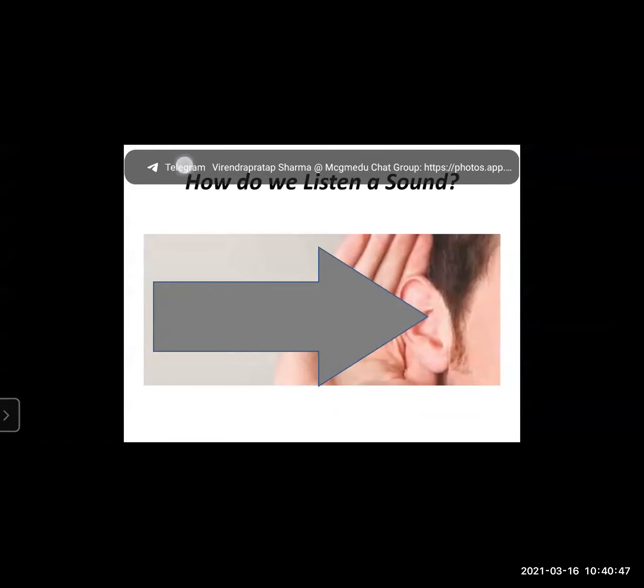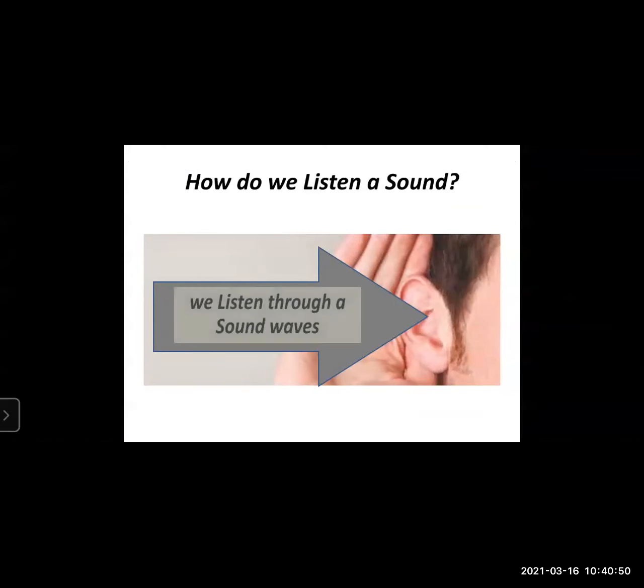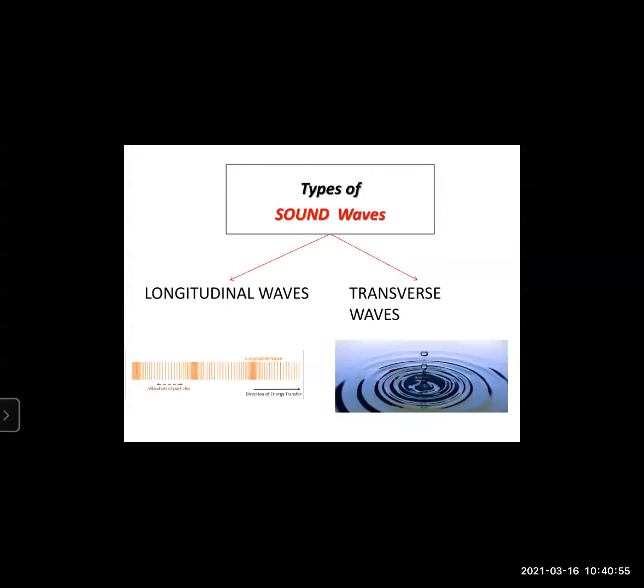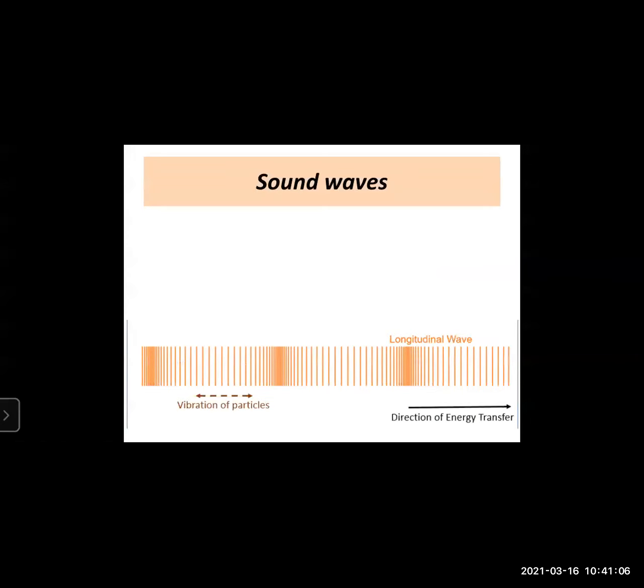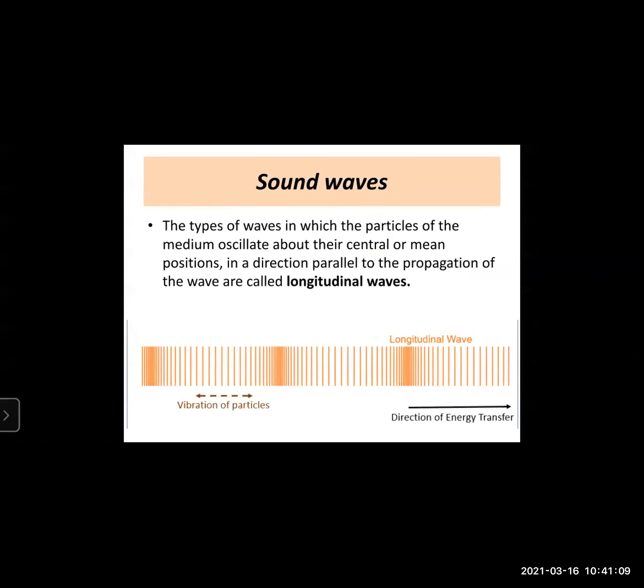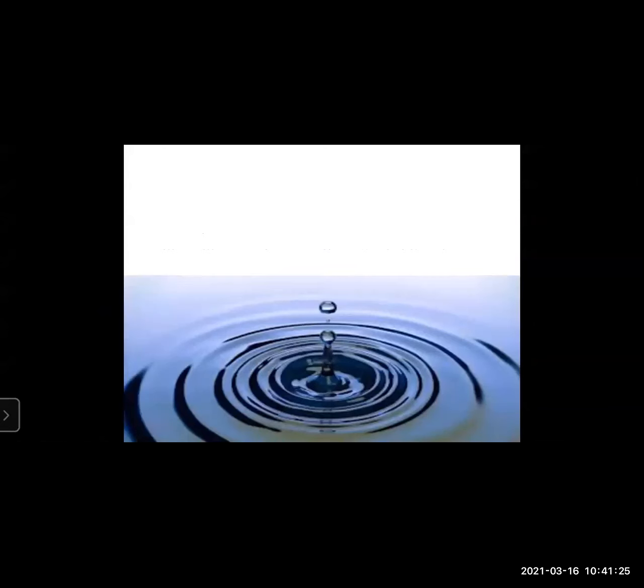Now how do we listen to that sound? We can listen to sound through sound waves. There are two types of sound waves. First, longitudinal waves, and second, transverse waves. Let us see in detail what longitudinal waves are: the type of waves in which the particles of the medium oscillate about their central or mean position in the direction parallel to the propagation of the wave is called a longitudinal wave.